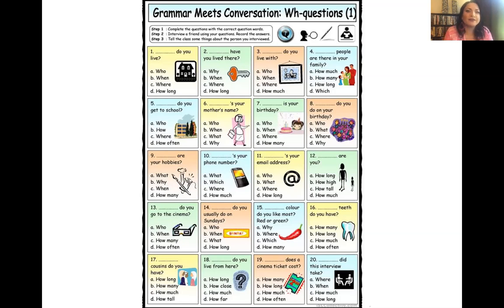Number 5, who do you get to school? How do you get to school? Where do you get to school? How often do you get to school? What do you think? I see 2 answers. You could say, how do you get to school? You could also say, how often do you get to school? Especially right now.